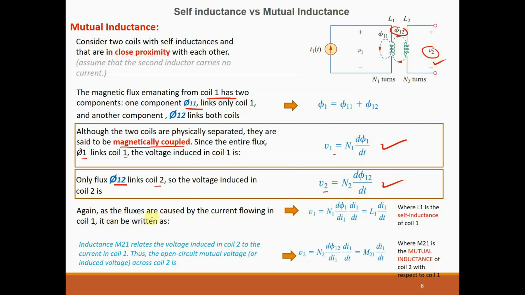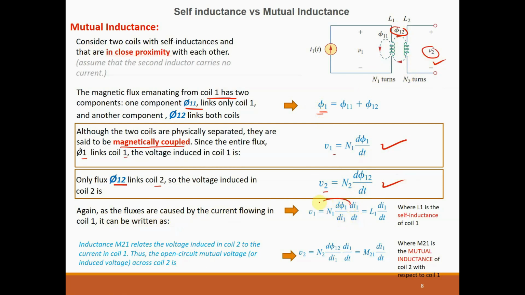Okay? Again, as the fluxes are caused by the current flowing in coil 1, it can be written as, we can also rewrite, since this flux φ1 is changing with respect to the current, dφ1 over di1.